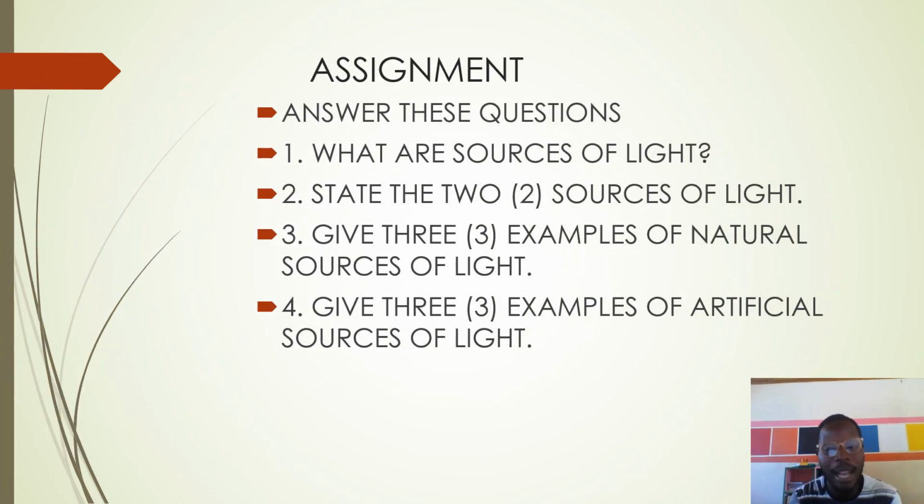Now we have some assignments. As I told you, this week I want you to exhibit your skills in writing. So have a new book, or the book that you are using for RME, English, science, maths, a column, new page. Write today's date, write a heading. The heading is important. Answer these questions. 1, what are sources of light? 2, state 2 sources of light. 3, give 3 examples of natural sources of light. And 4, give 3 examples of artificial sources of light.